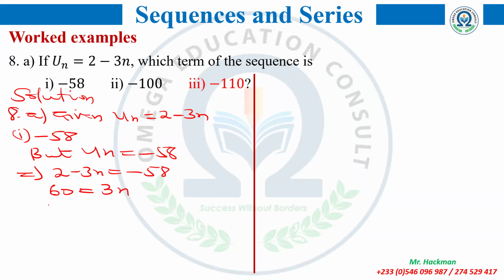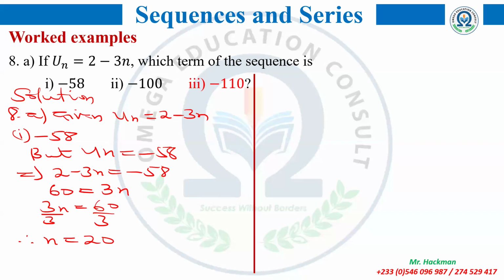So at this point, I can write 3n is equal to 60, then divide. Or you can write exactly the same thing, 60 equal to this, before you divide. So over 3, over 3. Therefore, my n will be equal to 20. Is that clear?